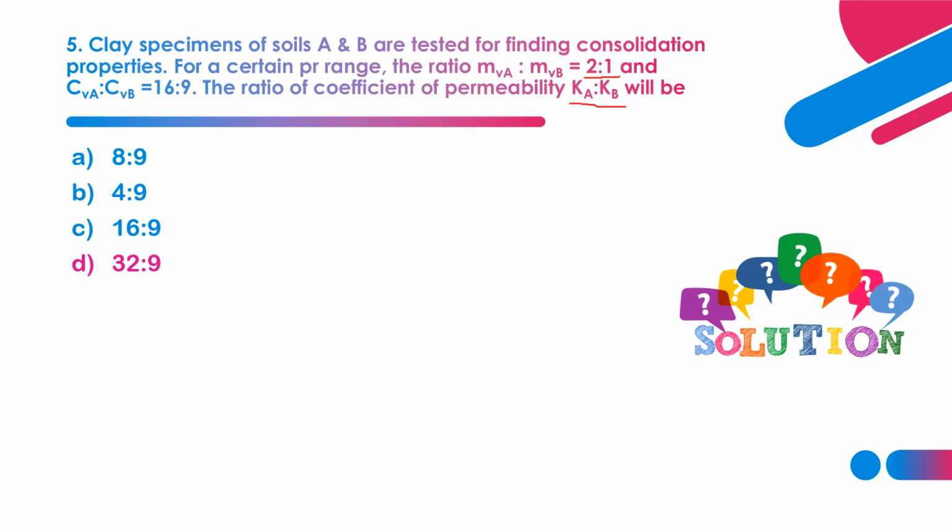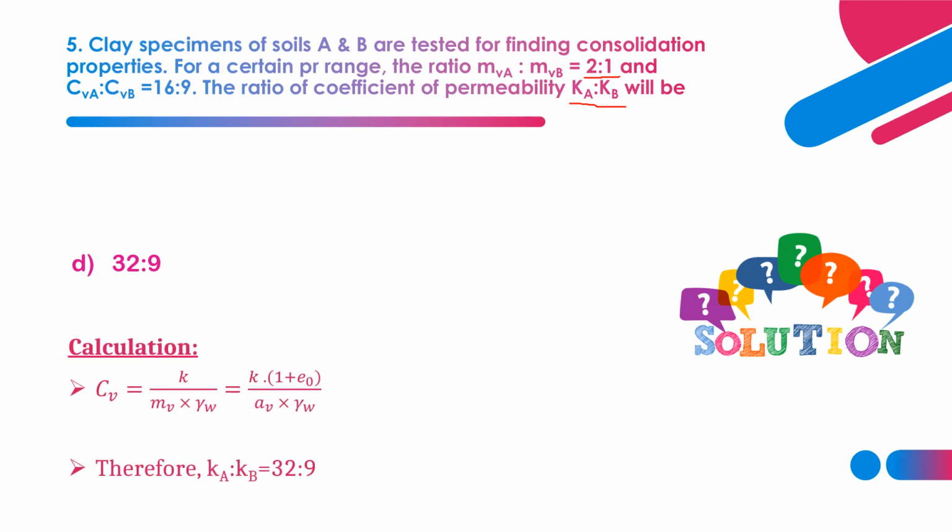So the correct answer is the ratio of 32:9, the coefficient of permeability between the soils A and B. So now let's see how it is calculated. Only one formula: CV is directly proportional to the coefficient of permeability and inversely proportional to MV. So CV is equal to K by MV into gamma W.